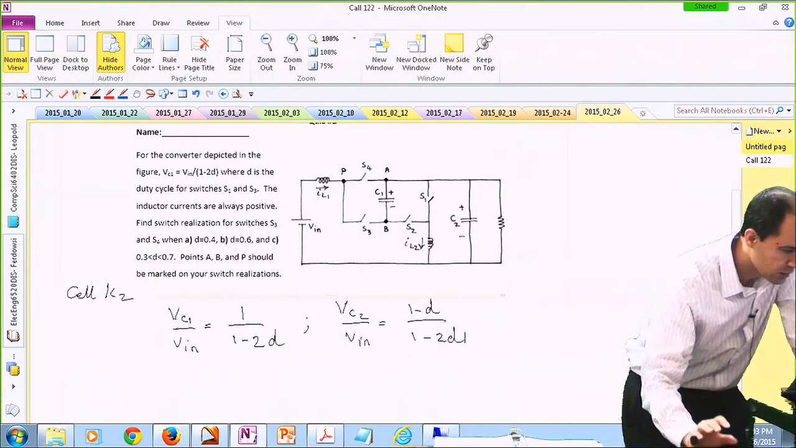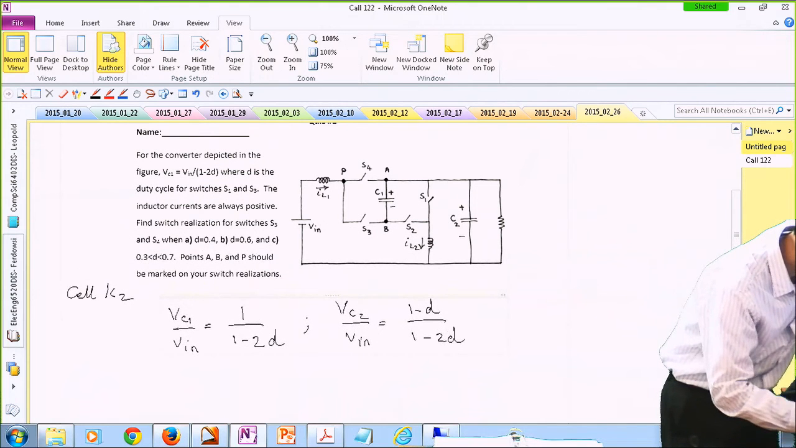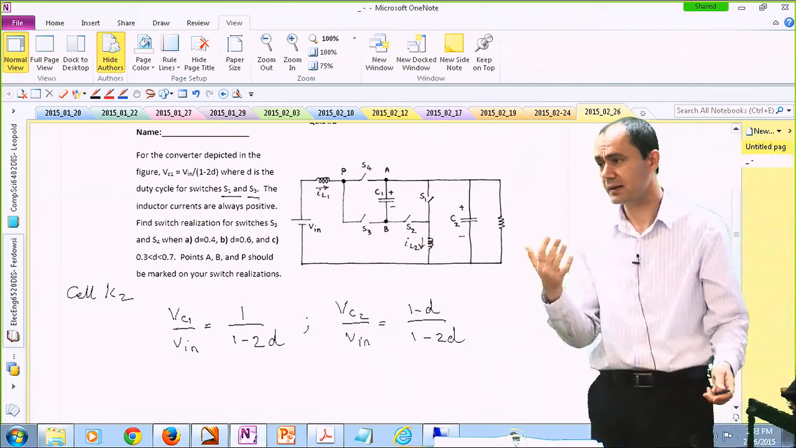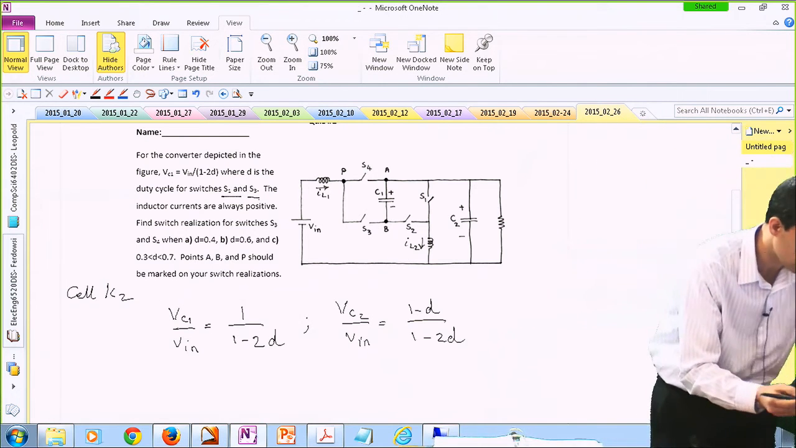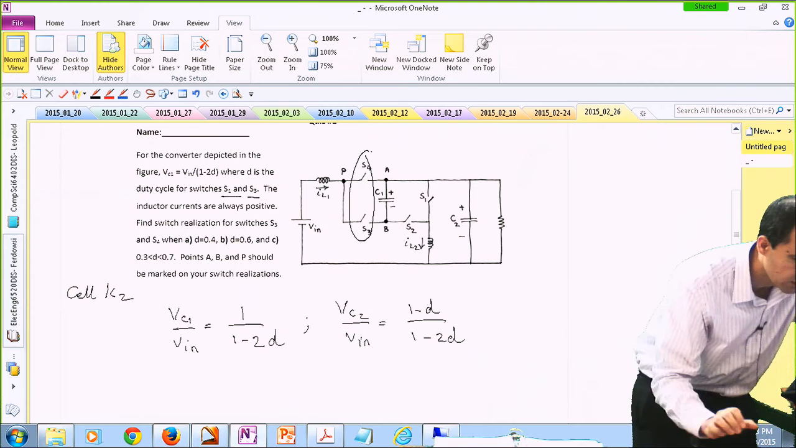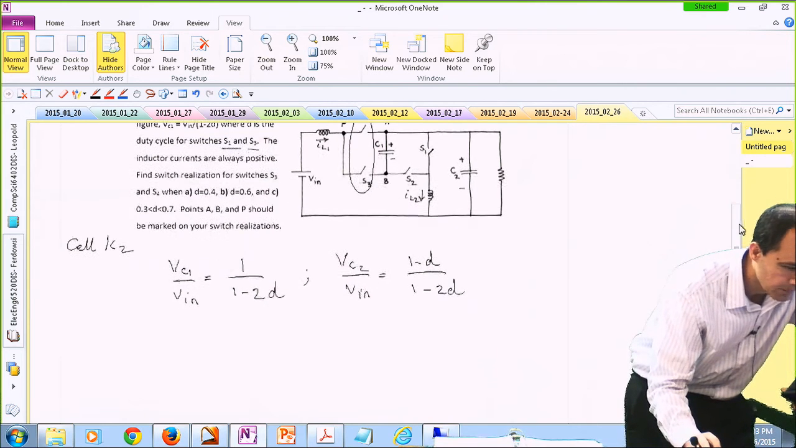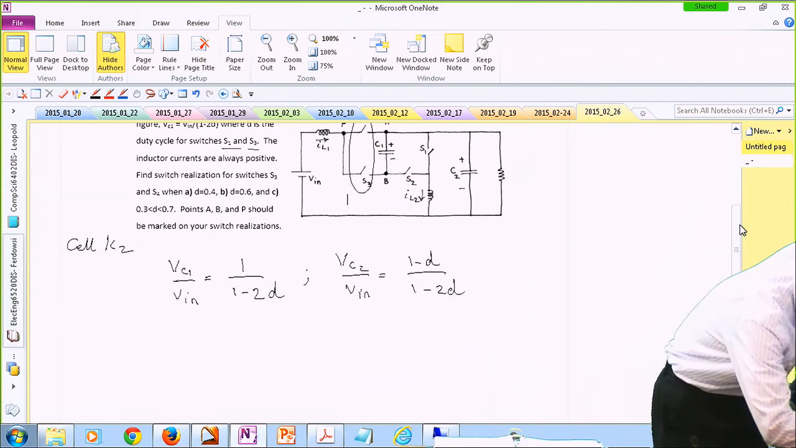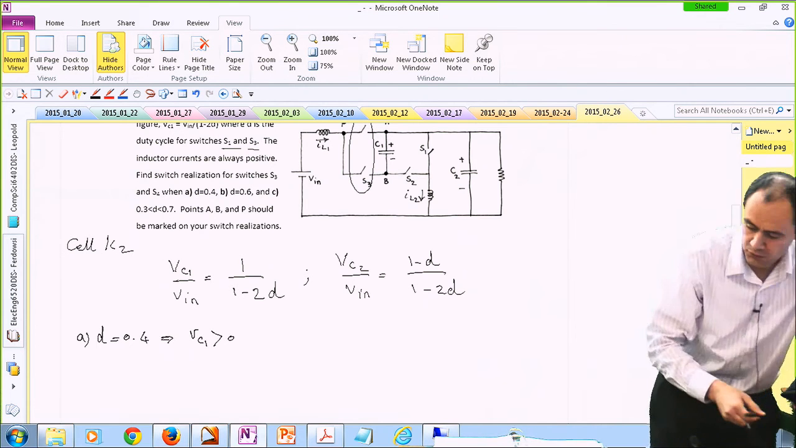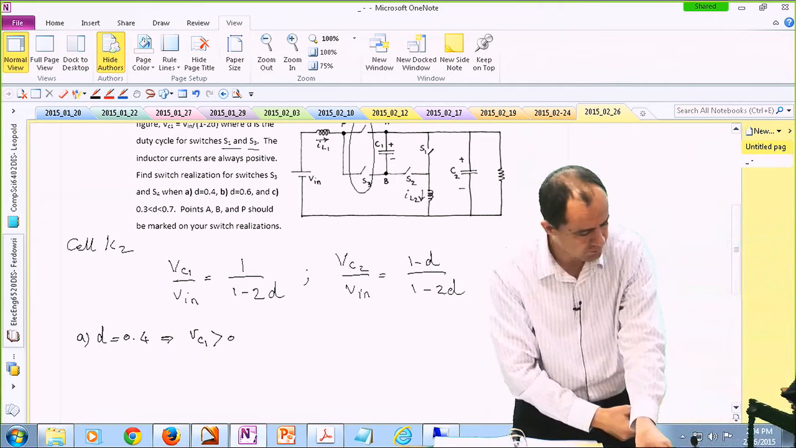We are only considering, and by the way, it is mentioned that S1 and S3 are the active switches. Not that it really matters. In obtaining these transfer functions, that assumption has been made. And we are only curious about realizing these two switches over here. So for instance, case A, the duty cycle is 0.4. Therefore, this voltage turns out to be positive.